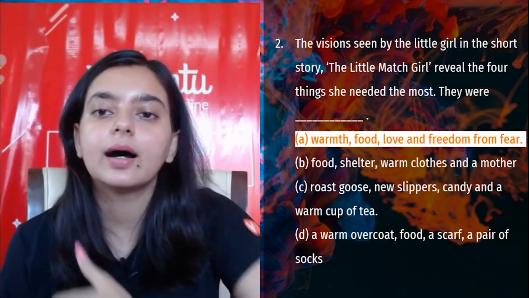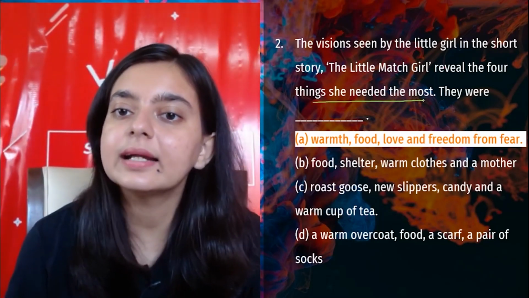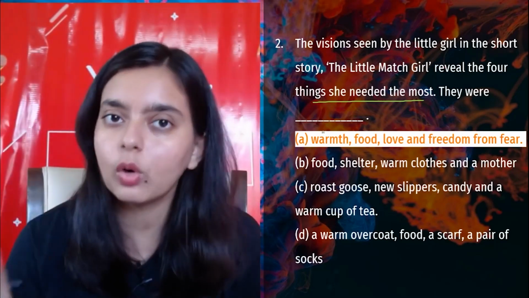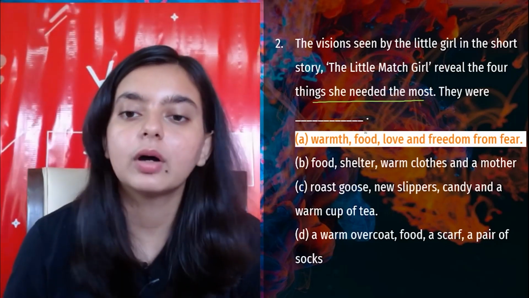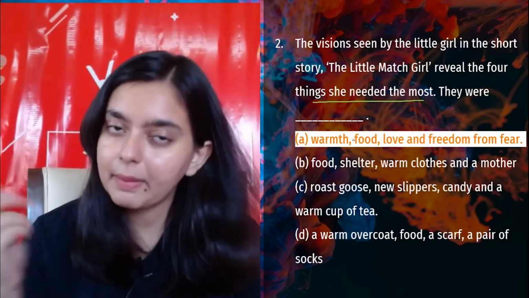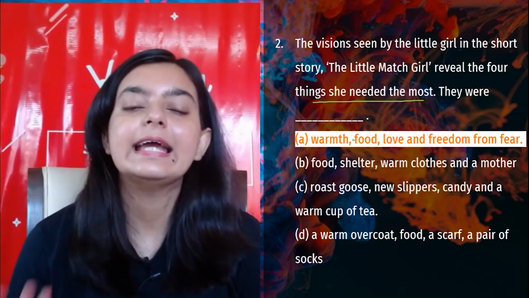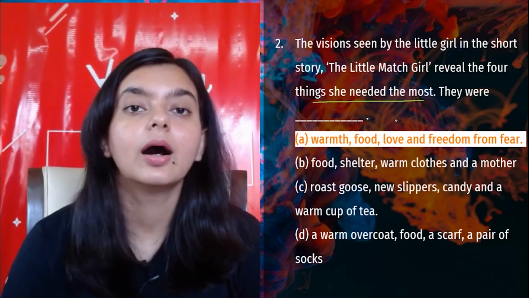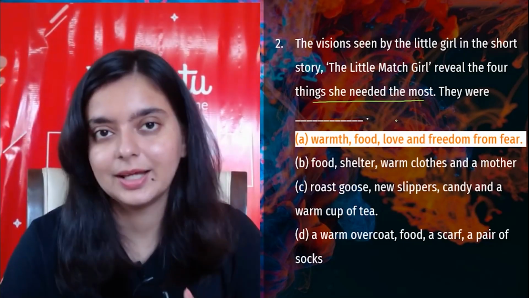See, guys, it is talking about the things that she needed the most. She needed warmth to protect herself from the biting cold outside, and finally she died out of cold itself. And she saw that vision of a roasted goose, remember? That, of course, talked about the need for food. Love, because she had that vision of her grandmother who used to love her the most, right?